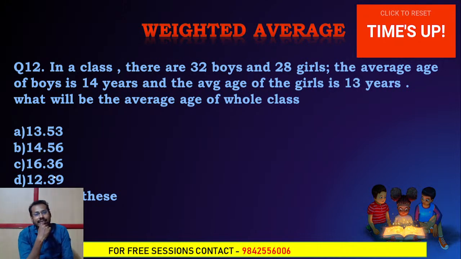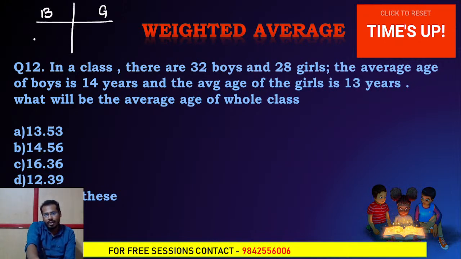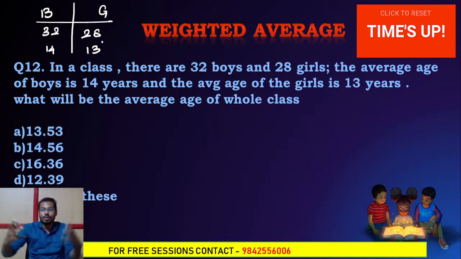So the next one is, in a class there are 32 boys and 28 girls. The average age of boys is 14 years and the average age of girls is 13 years. Here there are two groups. Group 1 is boys and group 2 is girls. Totally 32 boys and 28 girls. Boys' average age is 14 and girls' average age is 13. So we need to combine the two groups and tell the total average. That is called weighted average.